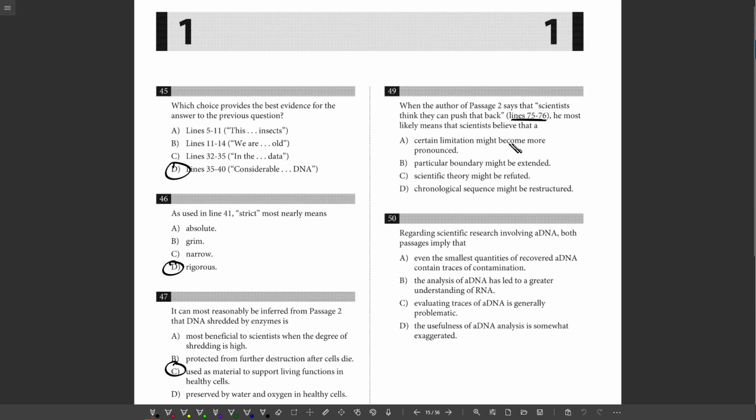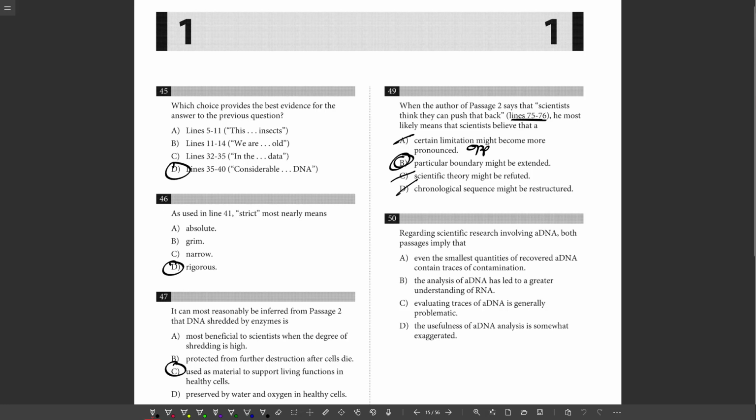So a certain limitation might become more pronounced, just the opposite. Like this limitation of how long ago you can go back and get a genome will actually be pushed on, expanded. A particular boundary might be extended. Yes, the boundary of time where you can recover a genome will be pushed back or extended. It's not going to refute a theory. It's not going to restructure a chronological sequence. Don't really know what that's talking about. So 49 is B. 50.